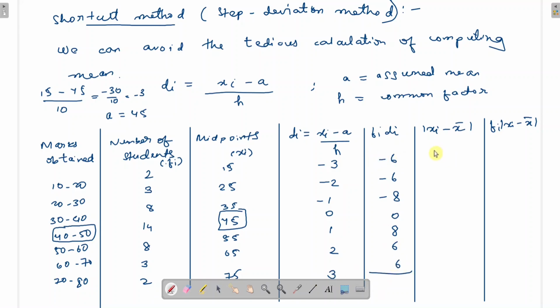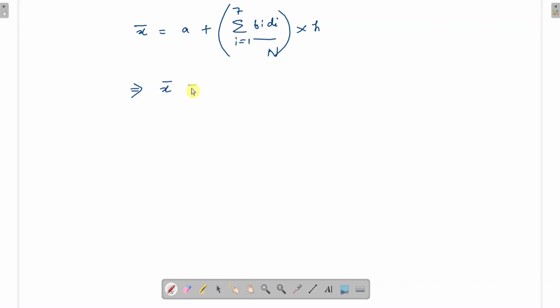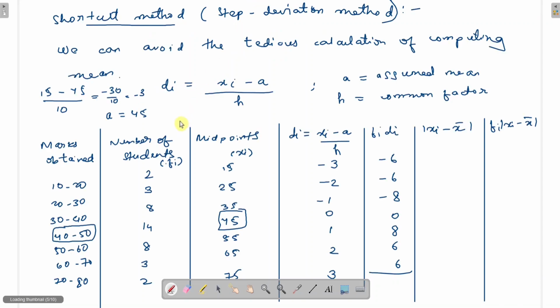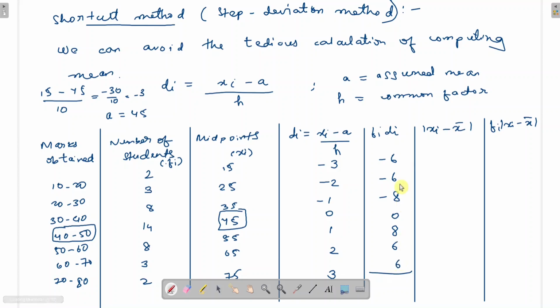Okay. So we can calculate the mean, and the formula for mean is as follows: x bar equal to a plus summation i going from 1 to 7 FI/DI divided by n, sorry, and into h. So this implies x bar is equal to a, that is the assumed mean, that is 45, plus summation FI/DI. So we have to calculate the sum here.